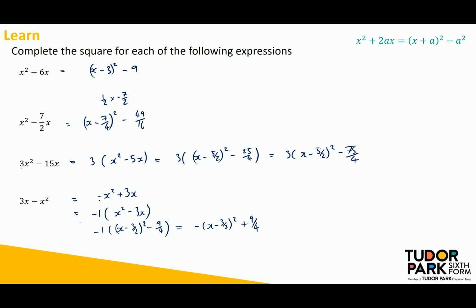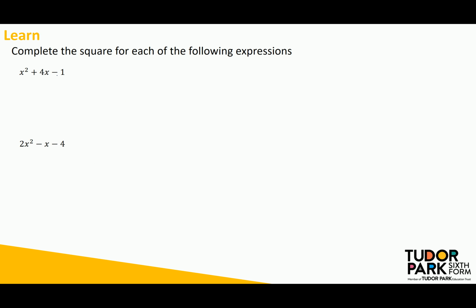I just want to tidy these up for completeness. When we're dealing with constants, we forget about the constant until the very end. So in this case, I would have x plus 2 all squared minus 4 minus the 1. And then we collect the terms at the end, so I've got x plus 2 all squared minus 5.